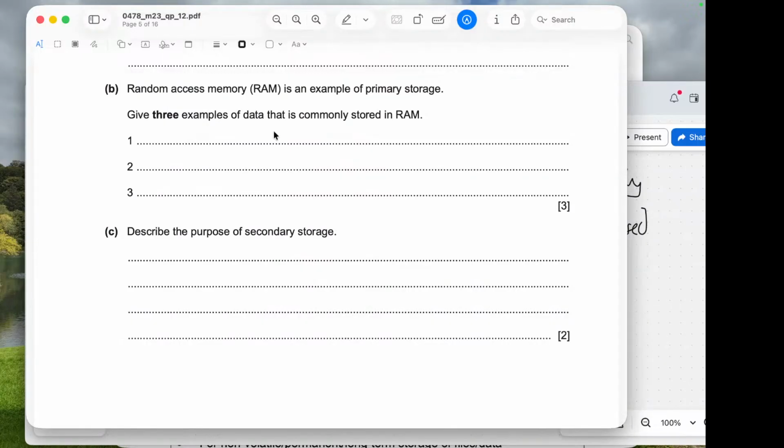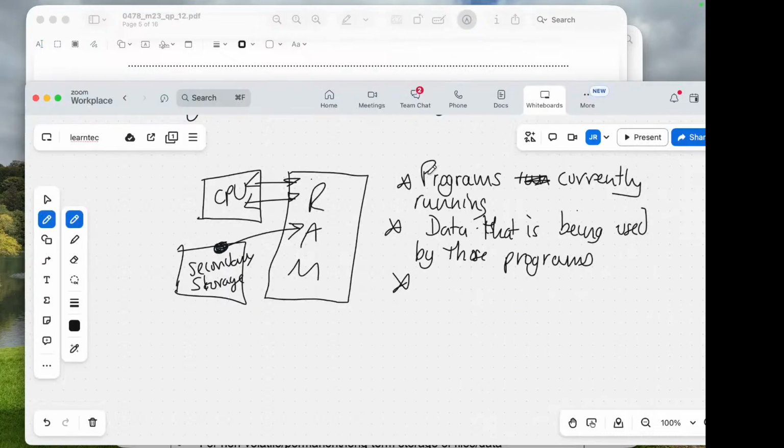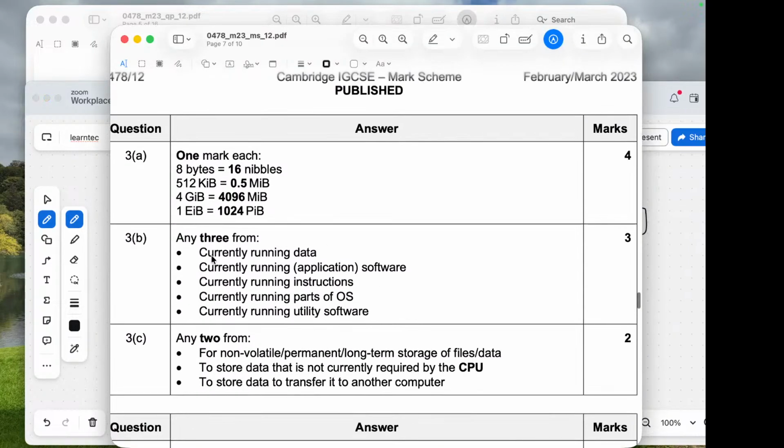And do they want 3 things? Okay. Now what's the third thing? Let's have a think. One of the things that they will also have is parts of the operating system. So the operating system will also be in there as well. Let's look at the mark scheme, see what I've left off. So yeah, currently running data, currently running applications, currently running instructions. So they're just going into a bit more detail of the programs that are running, currently running parts of the operating system or utility software. So very similar to the operating system, that anyway.